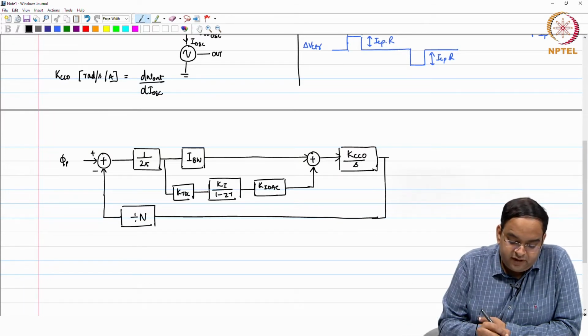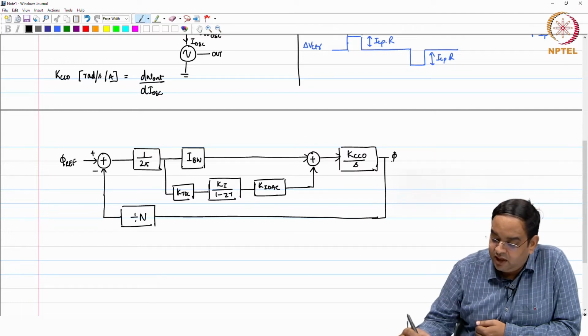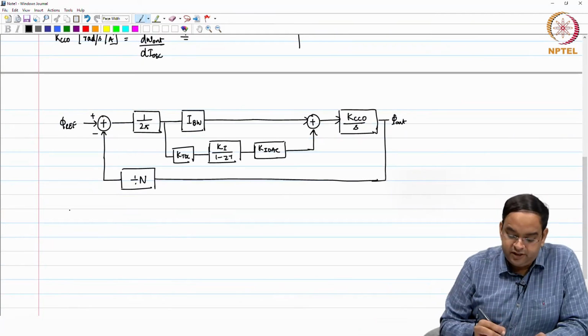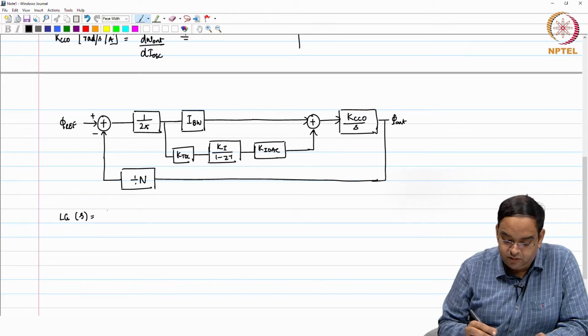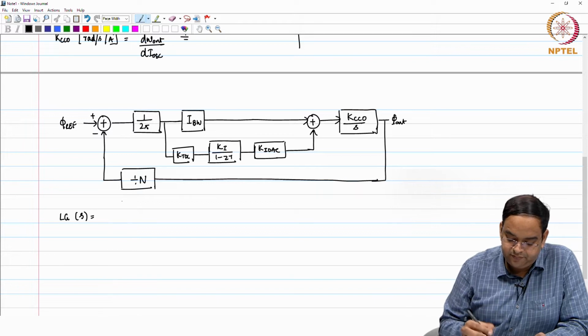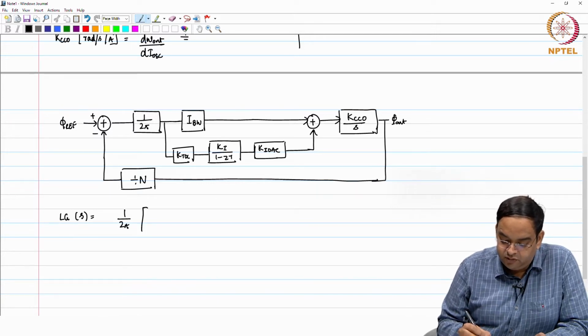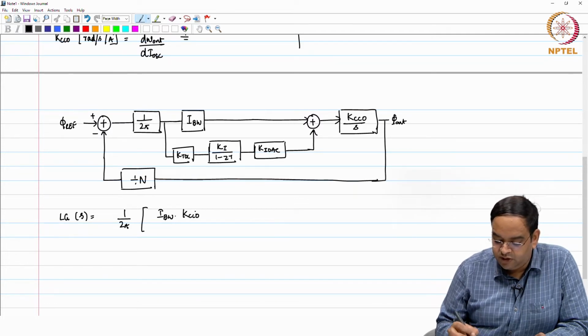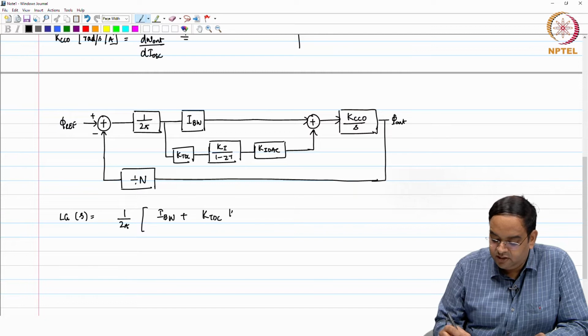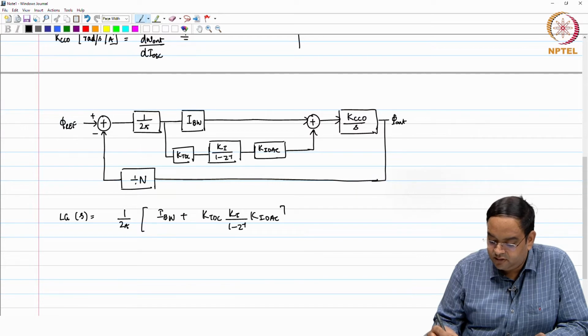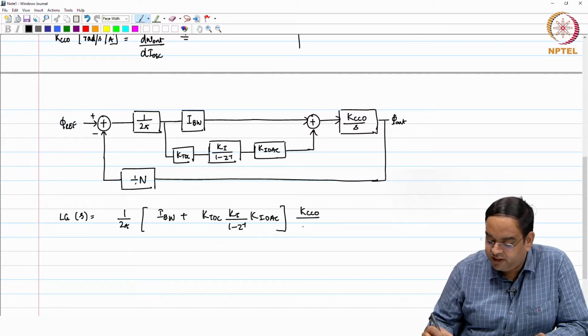Okay, this is phi reference and this is your phi out. In this particular case, the loop gain is equal to 1 over 2 pi times I bandwidth times K_CCO, plus K_TDC Ki by 1 minus Z inverse Ki DAC, times K_CCO over S, times 1 by N.